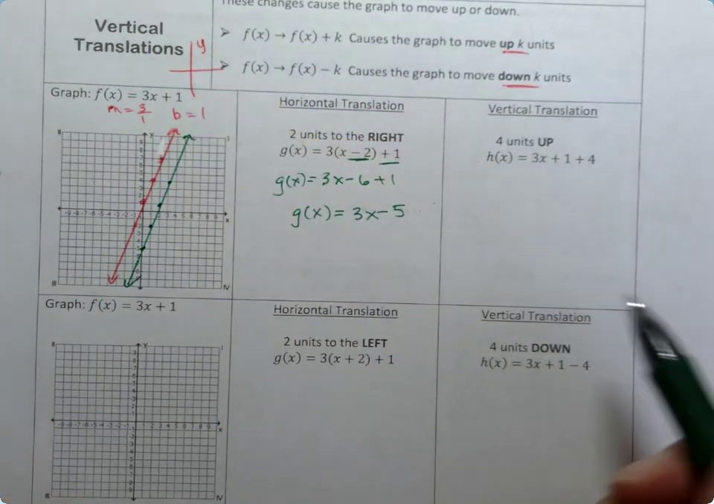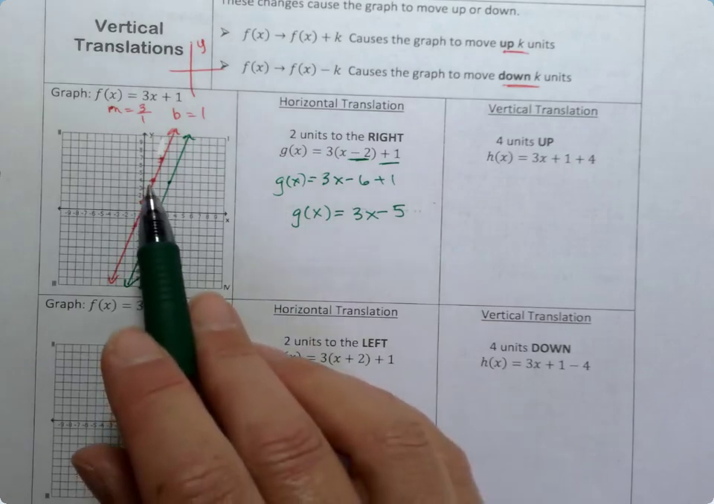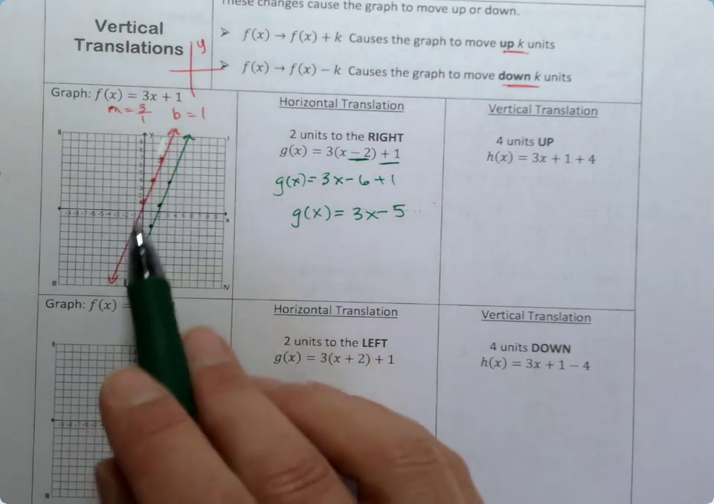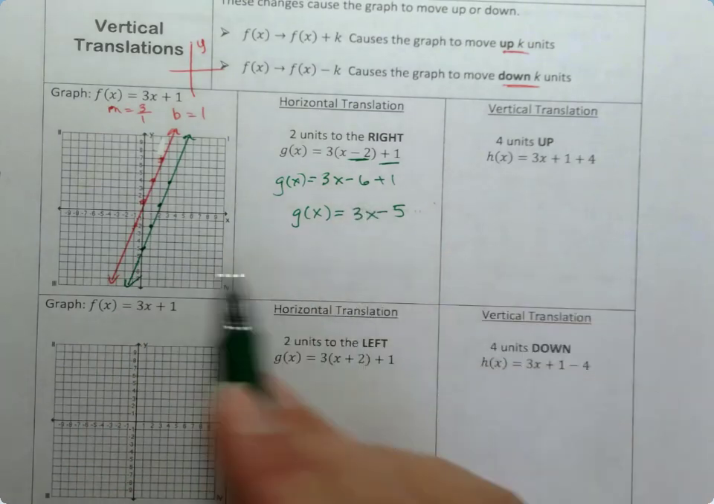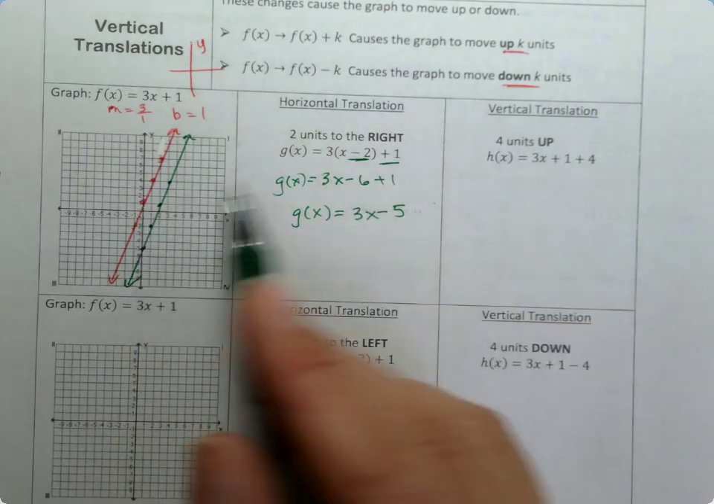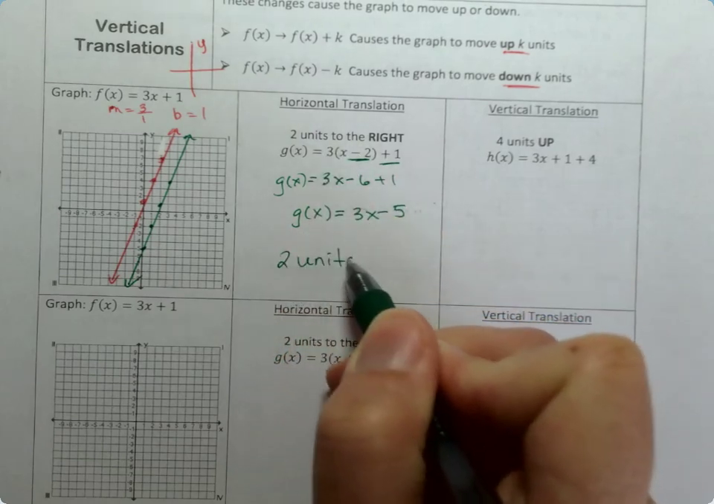So you guys told me that the graph was going to move 2 units to the right. Did it? Yeah. Look at your original, it moved 2 units to the right. Okay, so from our original red line to this one, it did move 2 units right.